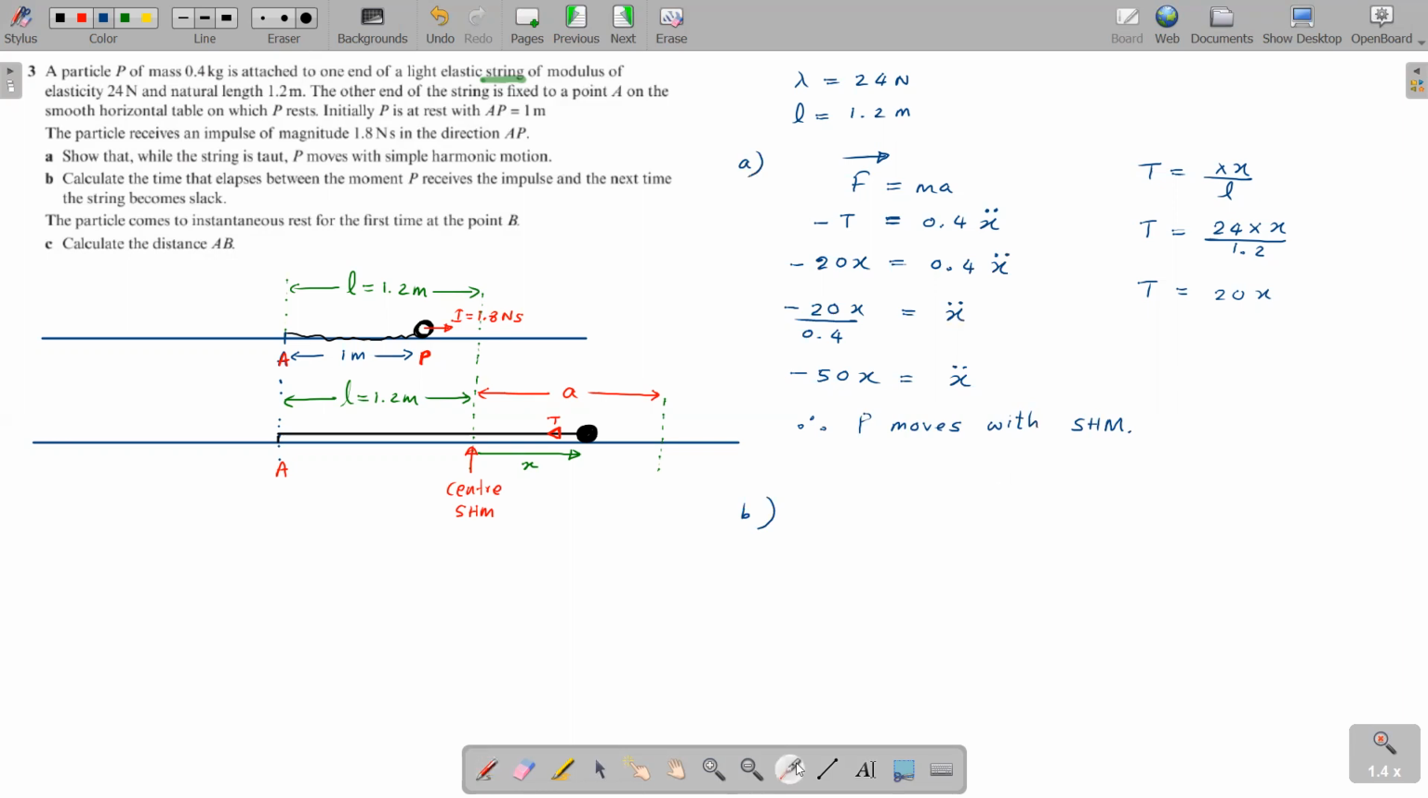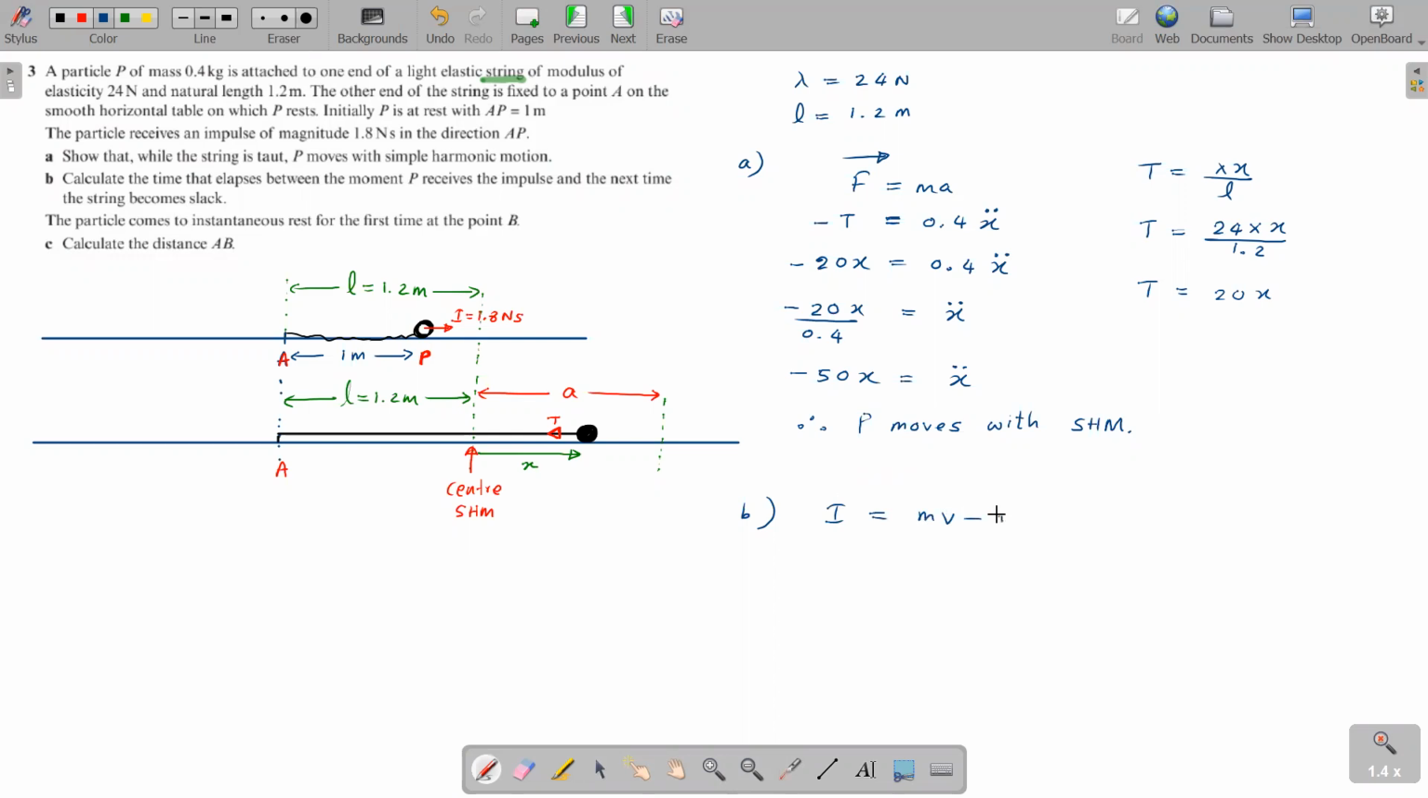Calculate the time that elapses between the moment P receives the impulse and the next time the string becomes slack. Guys, so you can see that the particle receives the impulse when it was already slack, right? Are you with me? And then when you receive the impulse, what happens? From the impulse, what do you calculate? From the impulse, you can calculate the initial speed that it moves, right?